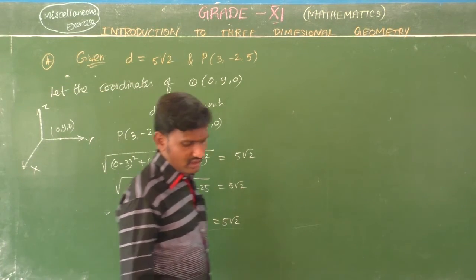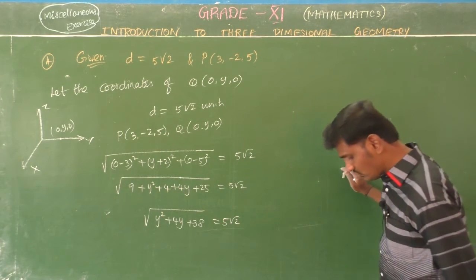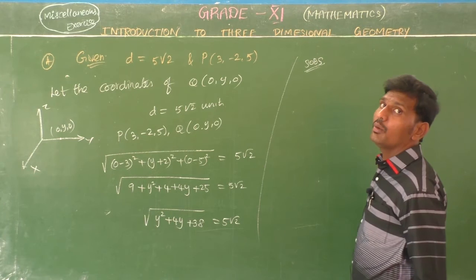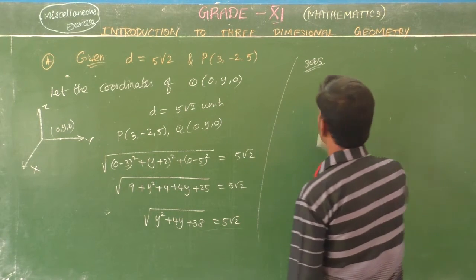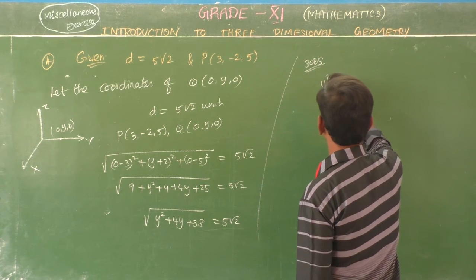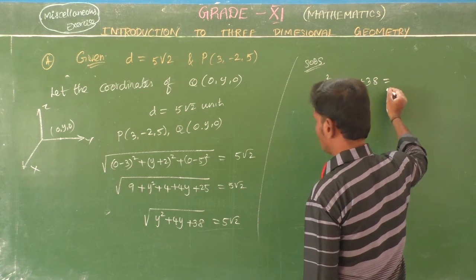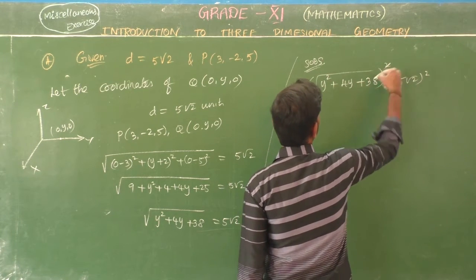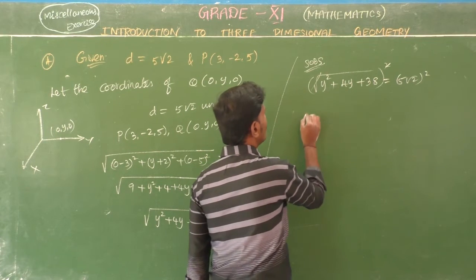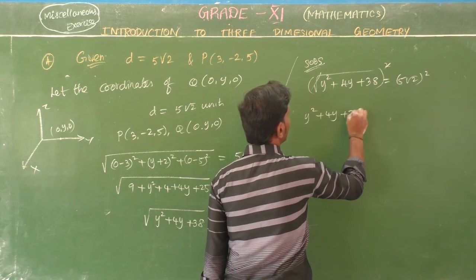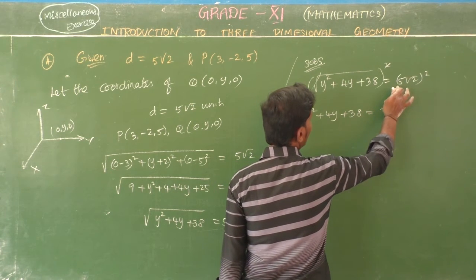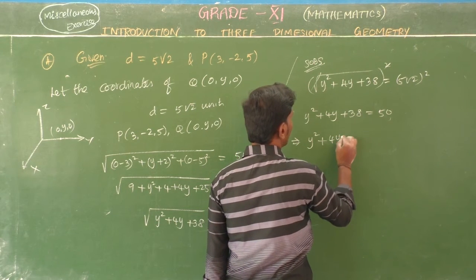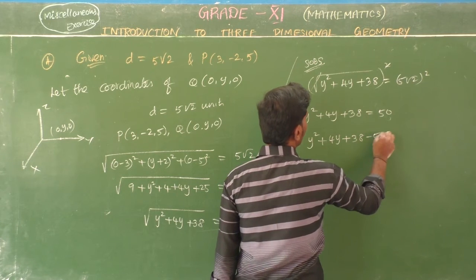And a very important thing, we are going to eliminate the square root. What do we do? Squaring on both sides to eliminate the square root. Now y square plus 4y plus 38 is equal to 5 root 2 the whole square. So the square root will be cancelled. Now y square plus 4y plus 38 is equal to 5 square, 25, 25 twos are 50. Then finally y square plus 4y plus 38 minus 50 equal to 0.